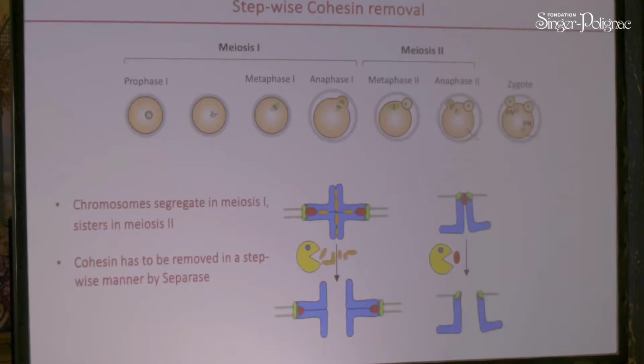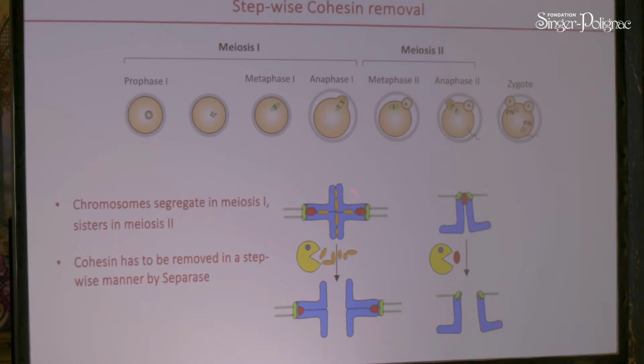Today, I'm going to talk about stepwise cohesion removal. As you all know, in meiosis I it's chromosomes that are segregated, and in meiosis II it's sister chromatids. In both cases, the chromosomes and the sister chromatids are held together by cohesion. Cohesion on arms holds the chromosomes together because on arms they have recombined. And in the centromere region, it's only in meiosis II that sister chromatids are held together.